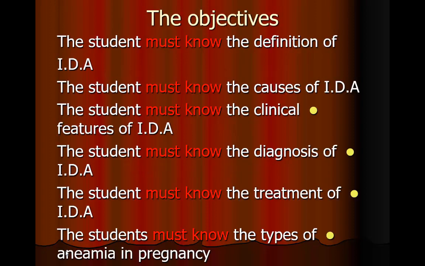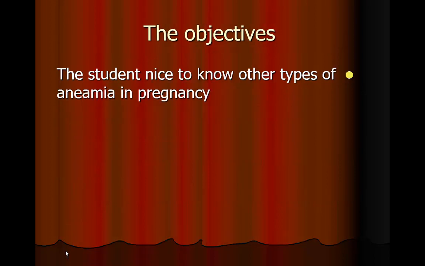The student must know the definition of iron deficiency anemia, the causes of iron deficiency anemia, the clinical features of iron deficiency anemia, the diagnosis of iron deficiency anemia, and the treatment of iron deficiency anemia, and must know the other types of anemia in pregnancy. And it is nice to know the details about the other types of anemia in pregnancy.